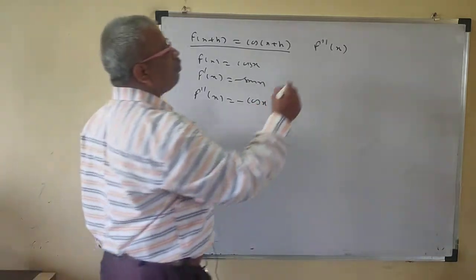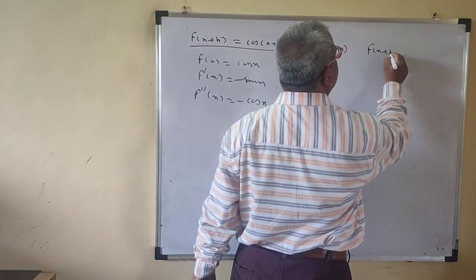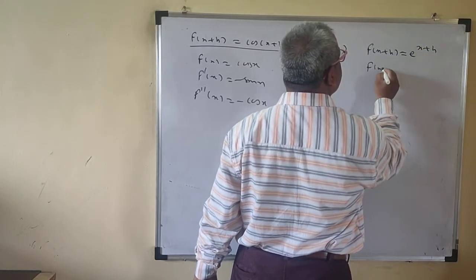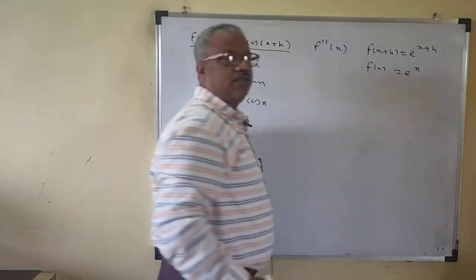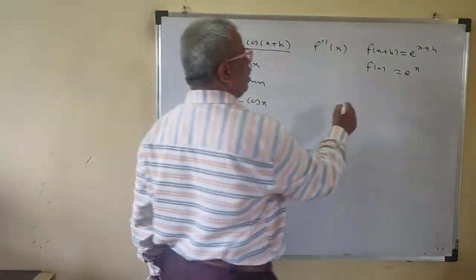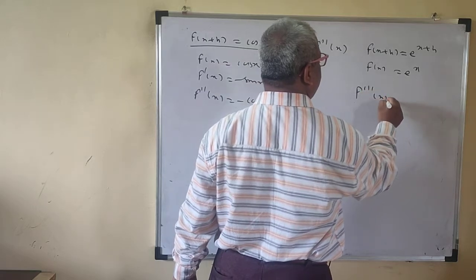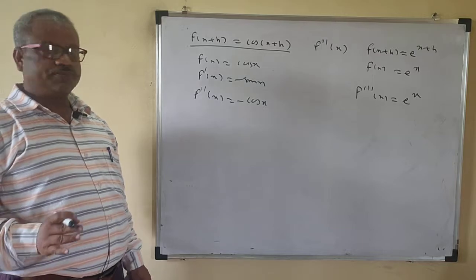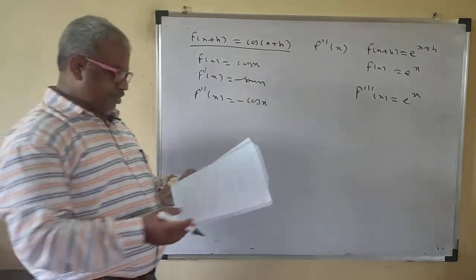Right? So if f of x plus h is equal to e raised to x plus h, then f of x is e raised to x, and you know that any derivative of this is e raised to x. So the third derivative of x is also e raised to x. Any derivative of e raised to x is e raised to x.